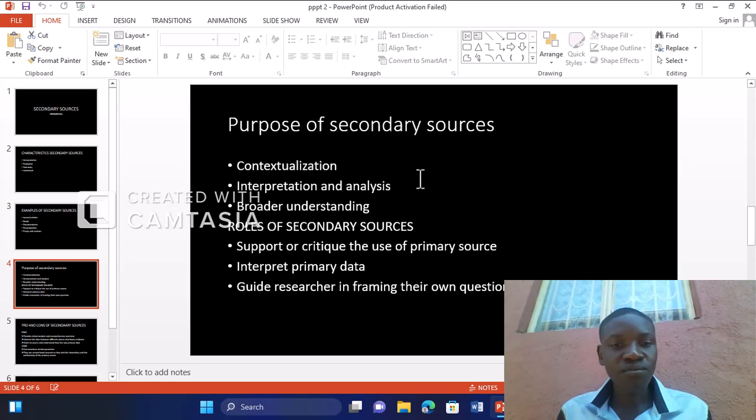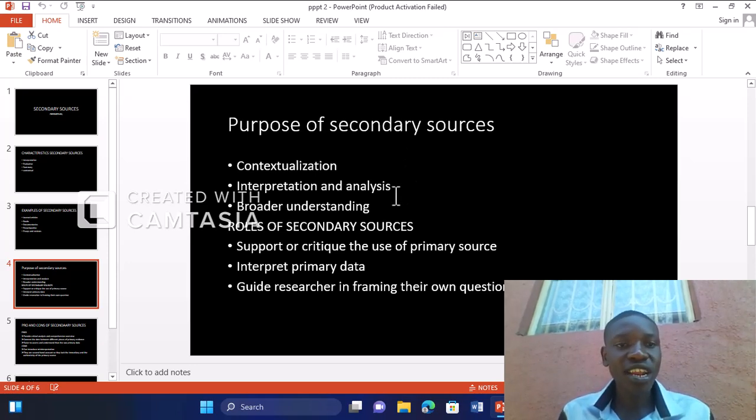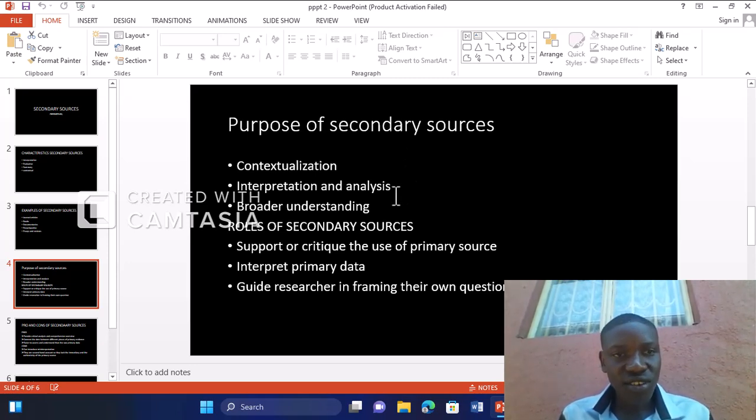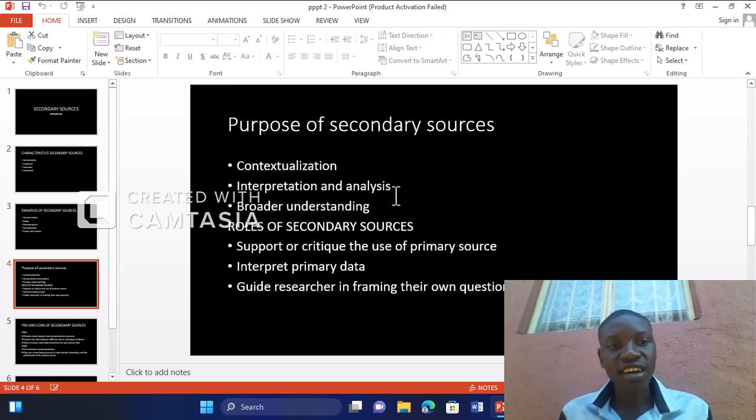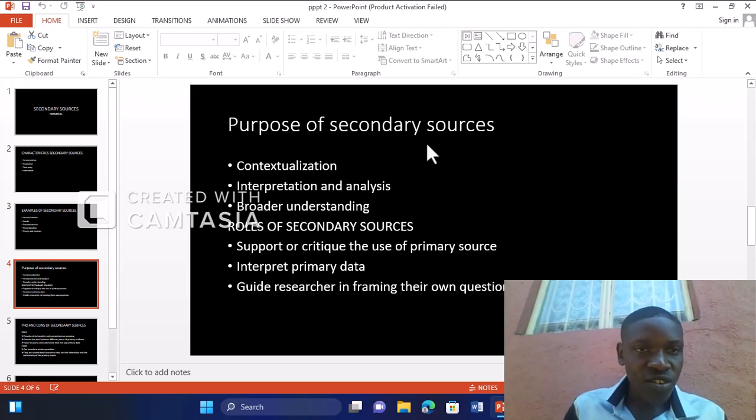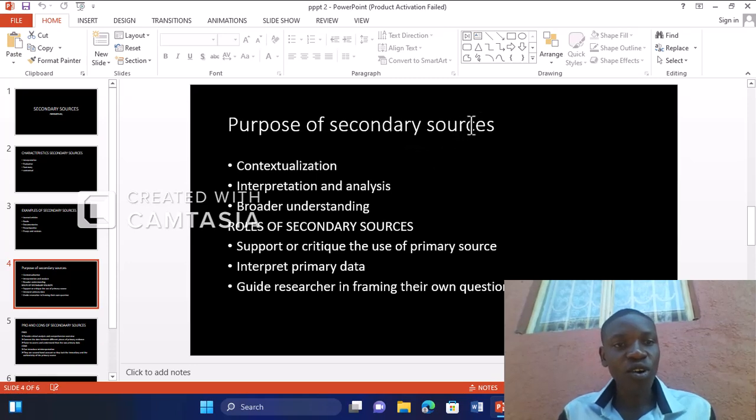Then if I say it is broader understanding, it provides a broader understanding in the way that secondary sources help place specific events or pieces of data within a larger society or cultural events, for example, providing a full picture about a particular event or information. That's some of the purposes.